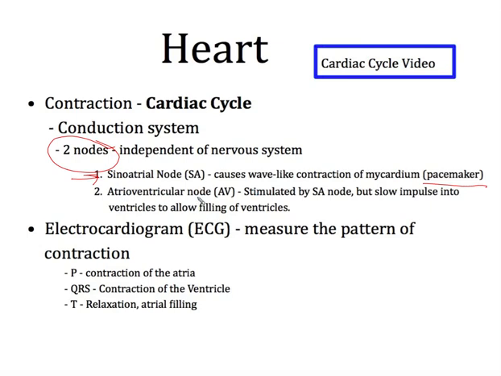Your atrioventricular node takes that signal from the atria down to the ventricles. This is a slow impulse, which allows your ventricles to fill prior to contracting so that they can pump as much blood as possible. That is your atrioventricular node.